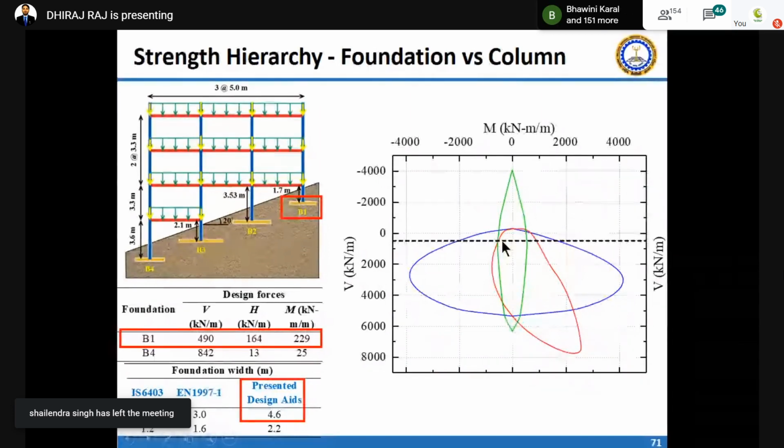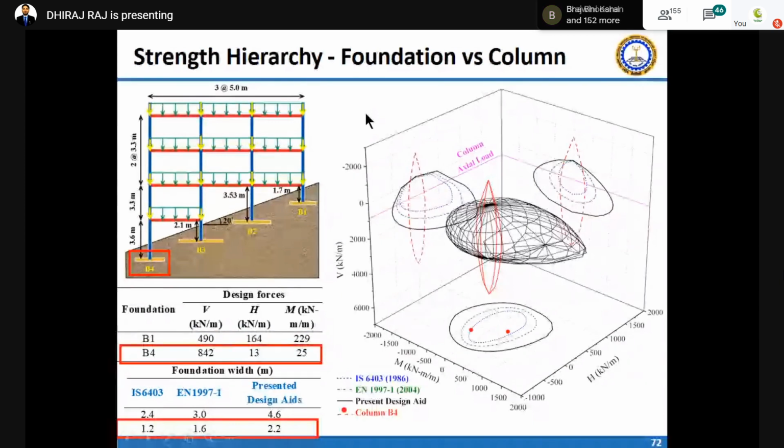So in case of foundation on slopes, you always have to use this kind of tools, or you have to develop your own capacity envelope of that foundation. But in case of foundation on flat ground, all the codes are quite good compared to 6403. And the foundation size is 1.2, 1.6 for Eurocode, and 2.2 for our IS code.